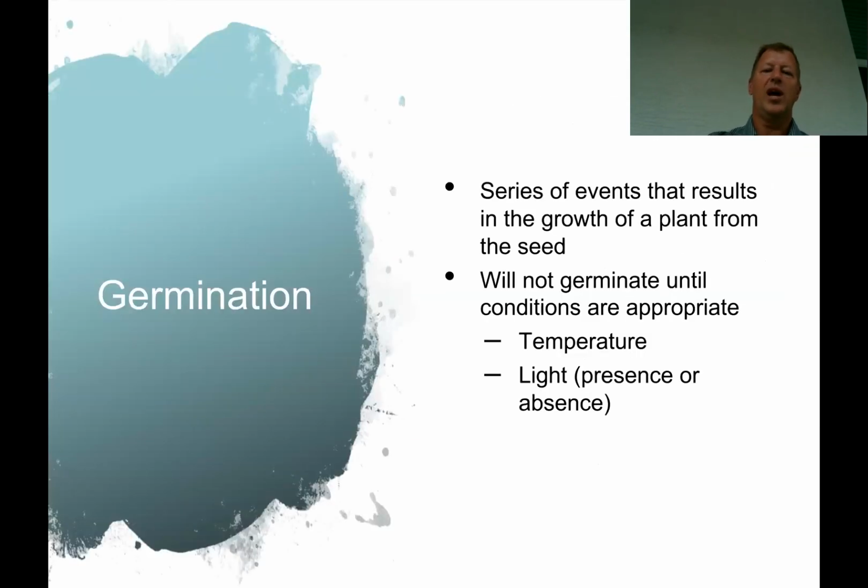Okay, so what happens once the seeds are produced? Well, we have germination. So germination is a series of events that results in the formation of a plant from the seed. Now there has to be the right conditions, temperature and light, or else the seeds will not germinate. So you can plant seeds all you want, and if it's not the right temperature and not the right amount of light, the seeds may never germinate. They might never sprout.